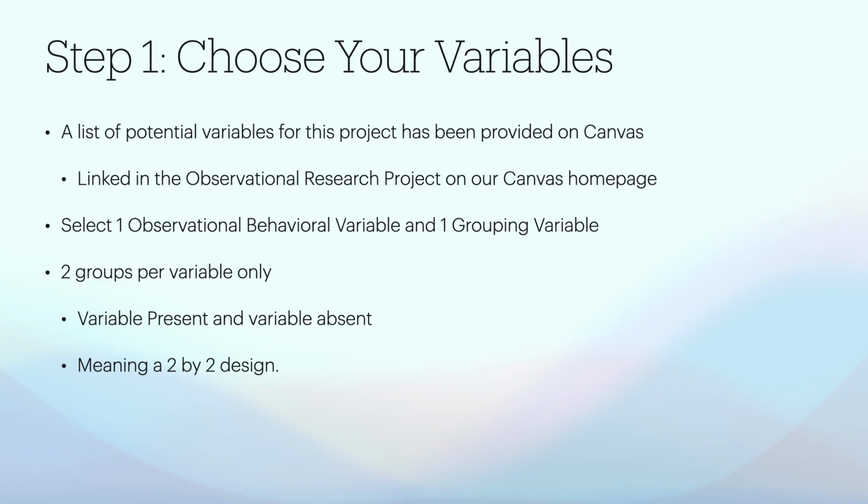So with step 1 of this project, you will choose your variables. I did provide a list of potential variables for this project on Canvas. It's linked in the Observational Research Project module that's located on our Canvas homepage. Please stick to that list. I've provided that list because, as I mentioned before, I've taught this class 8 times. I know the observational variables that work and the ones that haven't worked, so I compiled a list of the ones that have been the most successful in the past, the ones that you will more than likely have an easier time seeing. So stick to the list, please.